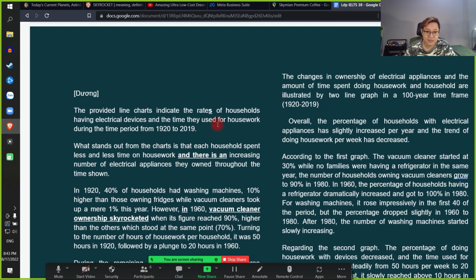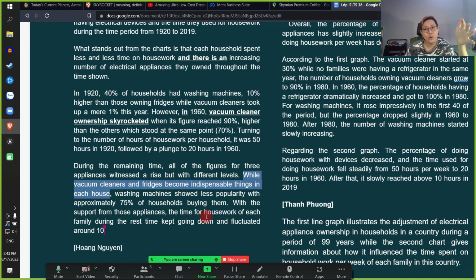Ngoài cái vấn đề logic hồi nãy thầy chỉ ra, thì cái cách mà em sử dụng ngôn ngữ khá là uyển chuyển. Tiền đề của band 7 á. Yeah. Well, except from the logic problem over here, the remaining, the way you use a language is very, very flexible, and that's a prerequisite for band 7. Very good.